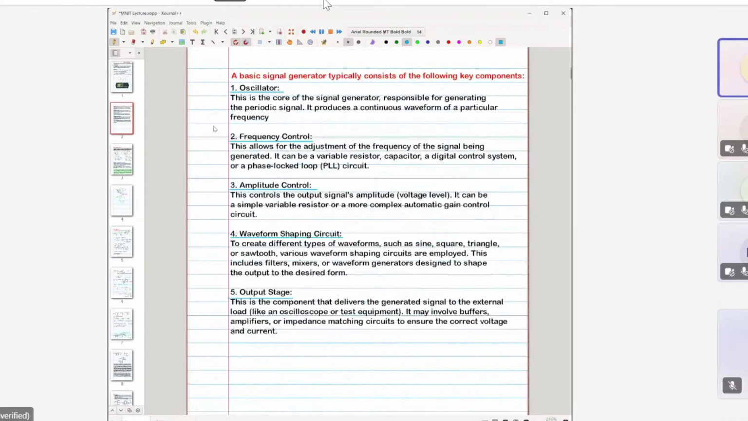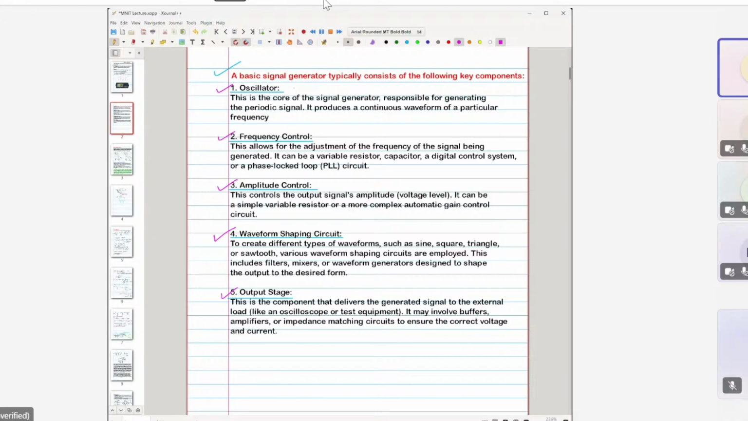Now here you can see these basic signal generators typically consist of the following key components. What are the most important components? The most important component is the oscillator. Oscillator is the most critical part. Then there is the frequency control. You should have the amplitude control. Then waveform shaping circuits, if you want to change between different waveforms, and then the output stage for the matching and transferring this power so that the maximum power can be transferred, and to match the load between the signal generator and its output. So that basically deals with this output stage.